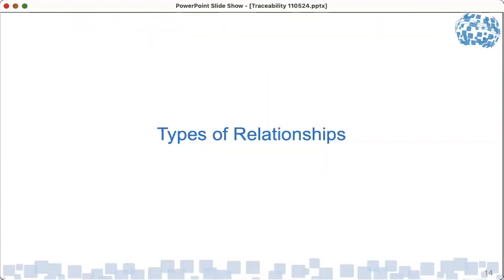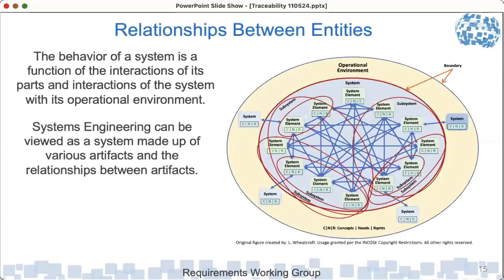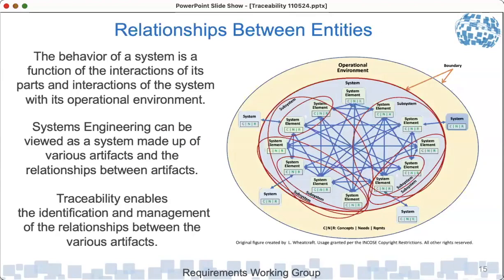So we have all these different relationships, and that's what traceability is really about, establishing these relationships. Taking a more holistic view, we see that all the parts are interconnected, have relationships, and we know the behavior of a system is a function of the interactions of its parts and interactions of the system with its operational environment. System engineering can be viewed as a system made up of various artifacts and the relationships between those artifacts. Traceability enables identification and management of relationships between these various artifacts.